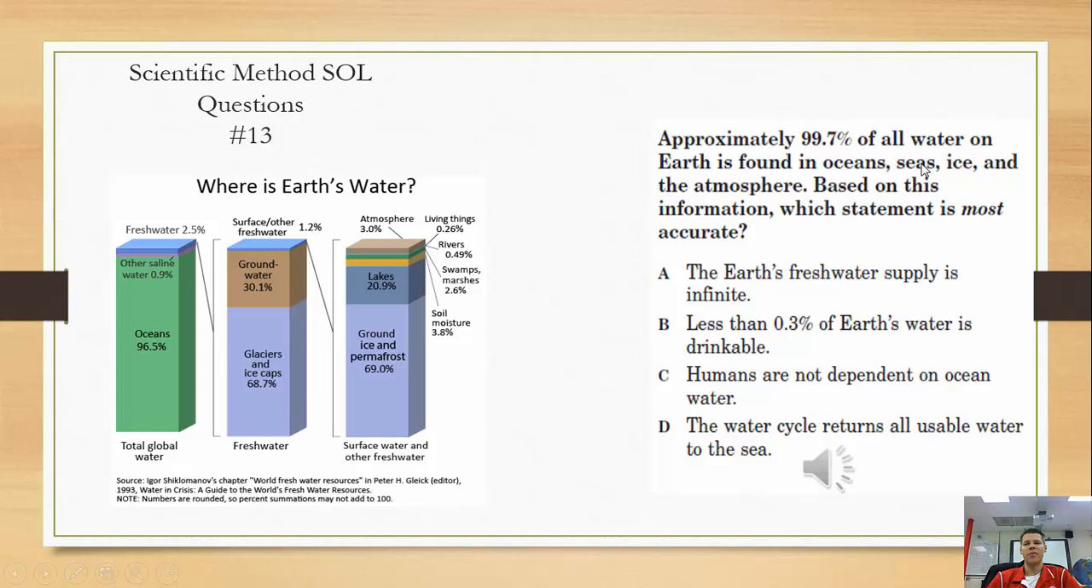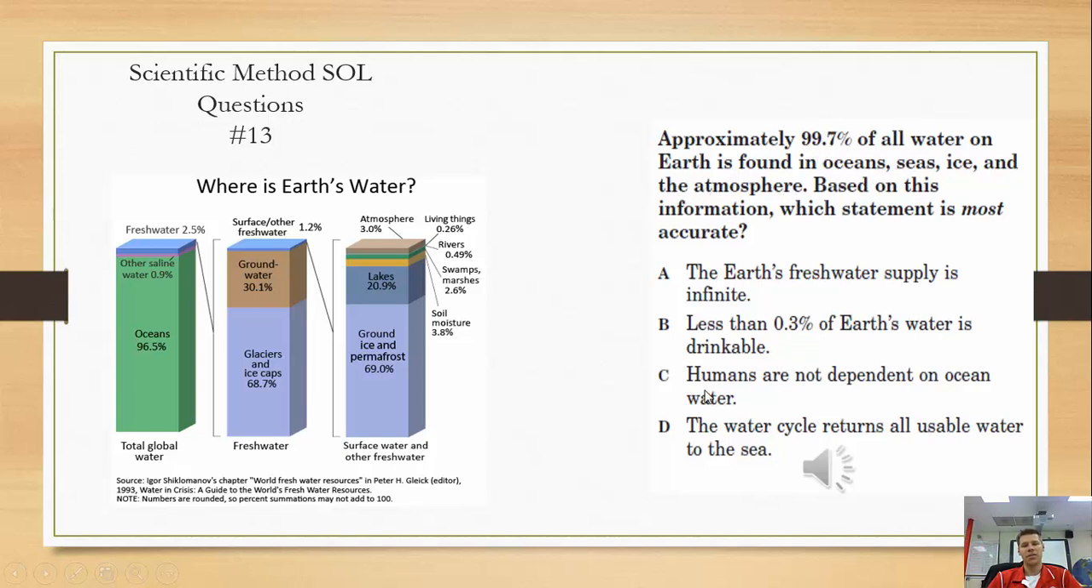Alright, 99.7% of all water on the earth is found in the oceans. Can't drink that water. The seas, can't drink that. Ice, can't drink that. And the atmosphere, can't drink that. Based on this information, which statement is most accurate? The Earth's fresh water supply is infinite or unlimited, and we have as much as we could ever need. That's not what that statement was about. Less than 0.3% of the Earth's water is drinkable. It did imply that, because it said 99.7% is in all these places, and those are not drinkable water.